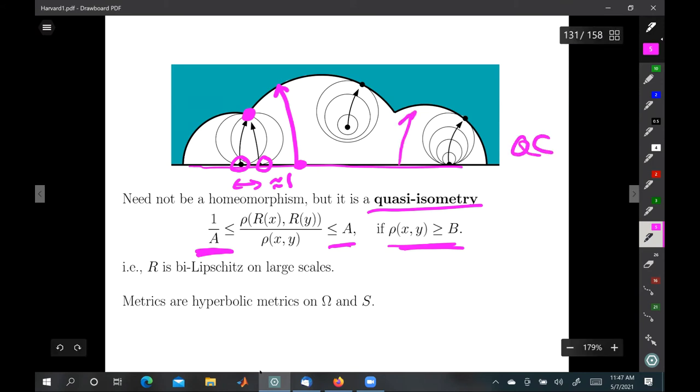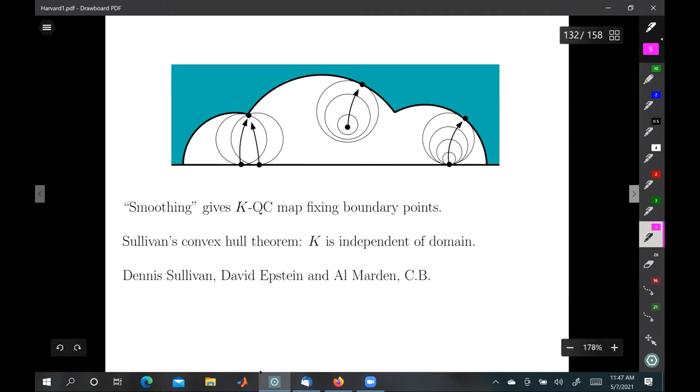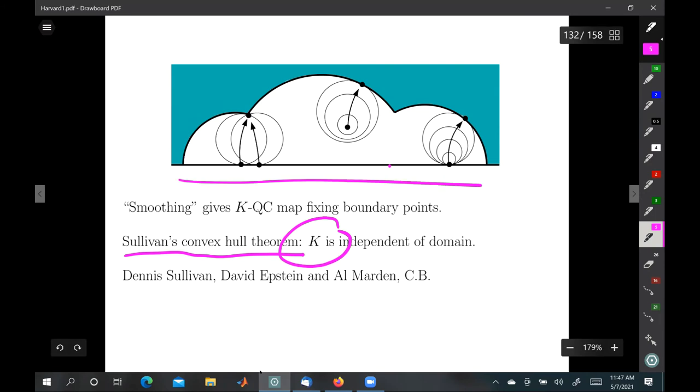There's a QC mapping from the dome to the base, which fixes the boundary points. And that's, you know, what Thurston observed. It was actually first written down by Dennis Sullivan. This is called Sullivan's convex hull theorem, that the quasi-isometric constants are independent of what the base domain is, as long as it's simply connected. Even if it's not simply connected, we know how to estimate what those things are. So this theorem is originally due to Dennis Sullivan.